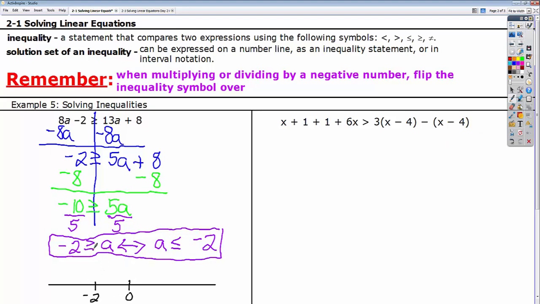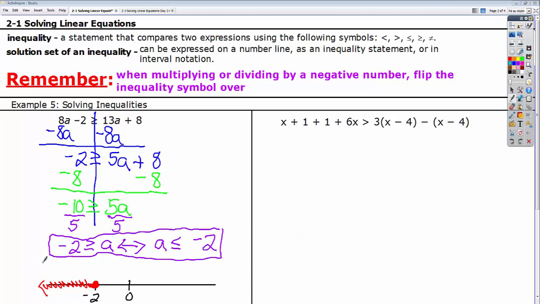Alright, then we fill in what circle we need. So this is an equal to. That tells me it should be a closed circle. And then it's less than. A is less than negative 2. And less than goes to the left. So shade that way with an arrow.